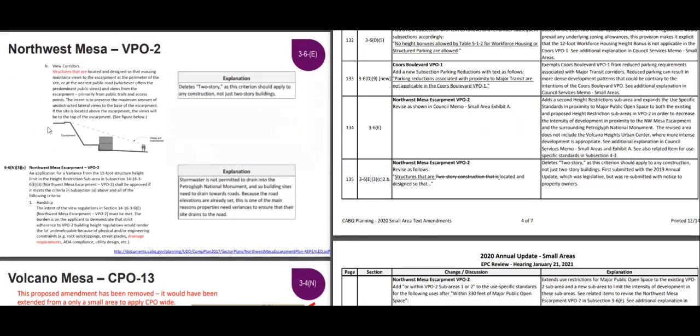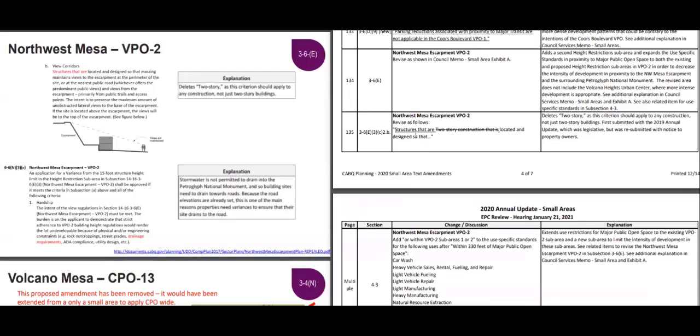I'm going to continue on with these changes to the view protection regulations. This first one is subsection 3.6E3C2B, and it's shown over here with this diagram that illustrates it. And we would remove the phrase "two-story construction that is located" and revise it to say "structures that are located and designed," which applies this criterion to any construction, not just two-story buildings. This is another change that was submitted back in 2019 and needed to be held for this review process to notice property owners.